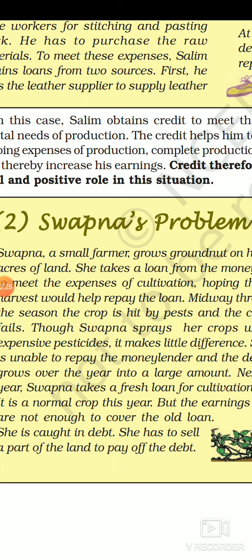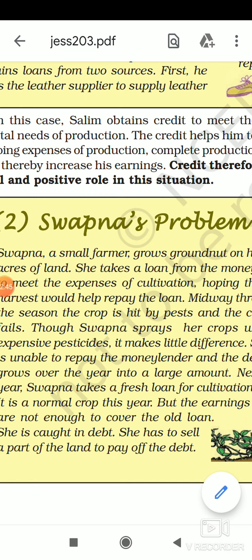So in such a condition, what happens? The money lender makes the borrower a bonded labor, right? Because they are unable to return the loan to the money lender, they are now a bonded laborer, and according to the conditions of the money lender, they will have to work for the owner.